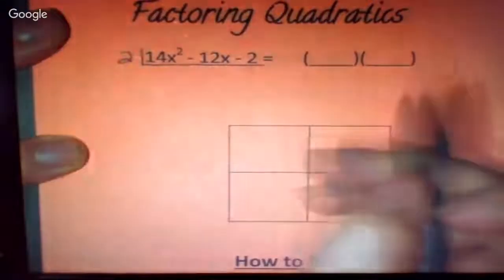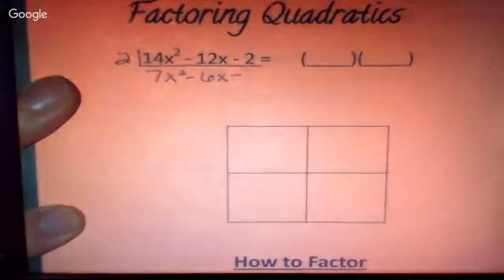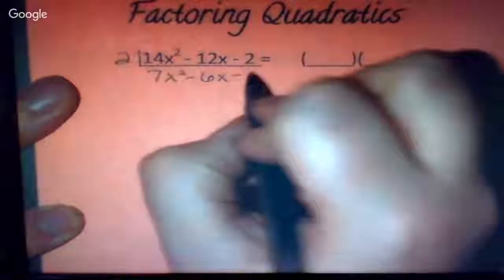Okay, so when I pull out a 2, what's 14 divided by 2? 7x squared. What's 12 divided by 2? 6. So minus 6x. Minus 2 divided by 2, which is? 1.